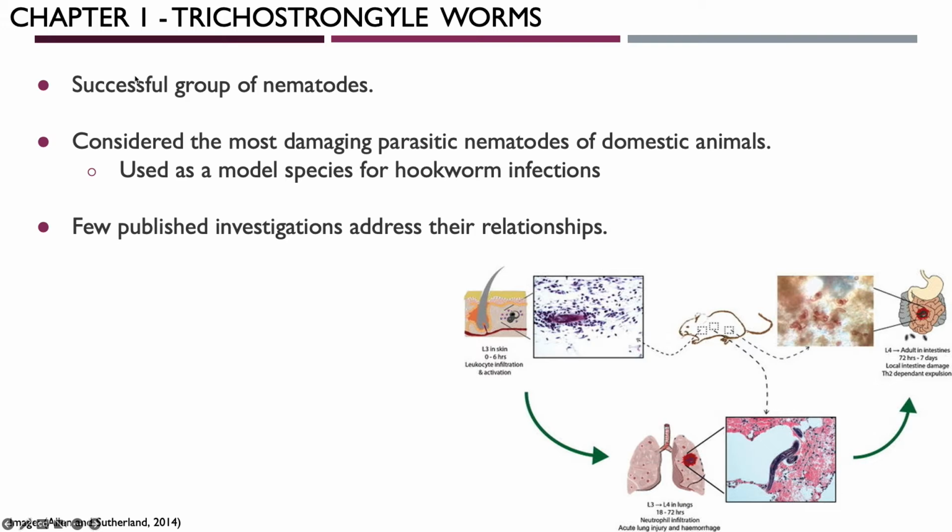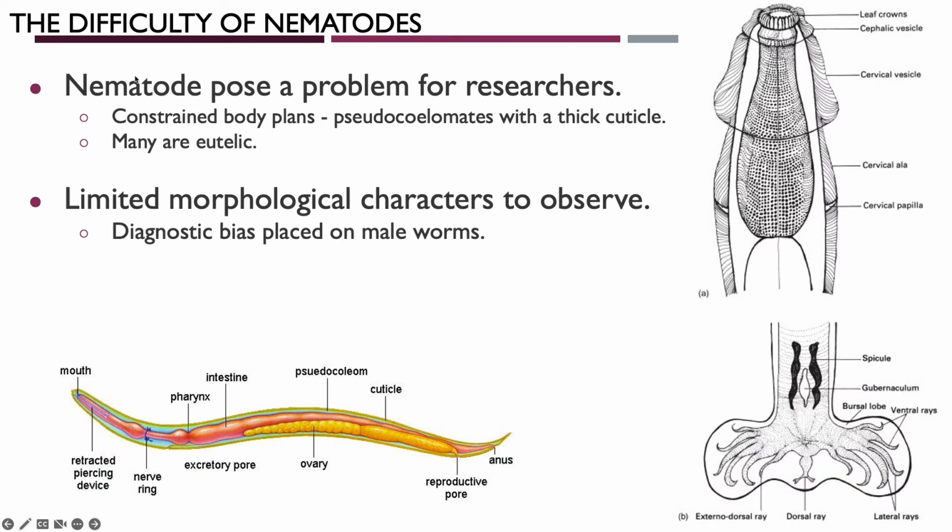Let's start there. It's a successful group of nematodes. They're considered the most damaging parasitic nematodes of domestic animals. And commonly they're used as a model for hookworm life cycles. But there's an issue with this. Very few investigations have been published on their relationships.